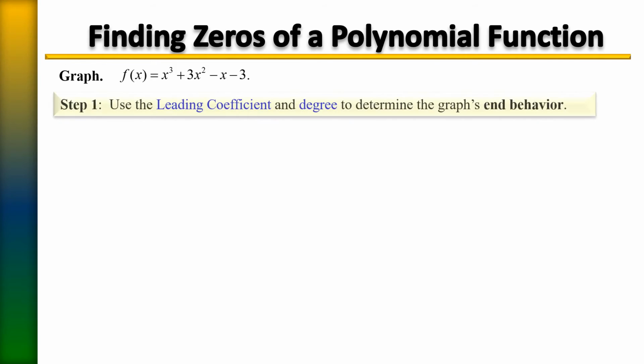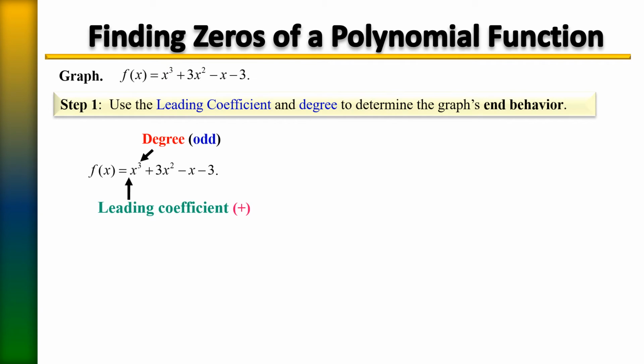Okay, so step 1, let's go ahead and use the leading coefficient and the degree to determine the graph's end behavior. So in this graph, as you can see, the leading coefficient, you can determine that because it's the term that has the highest degree. The leading coefficient is 1, that's positive. It is also a third degree polynomial, which means it's going to be an odd degree function.